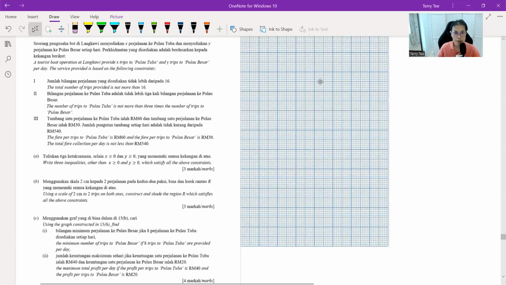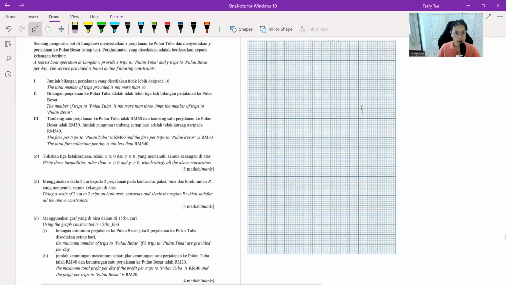All right, so here we have a tourist boat operator in Langkawi providing X trips to Pulau Tuba and Y trips to Pulau Besar. So the service provided is based on the following constraints. Number one, the total number of trips not more than 16. We're supposed to write 3 inequalities, so I'm going to write the inequalities straight away. Pulau Tuba is X, Pulau Besar is Y per day, so the total number of trips provided is not more than 16 per day.